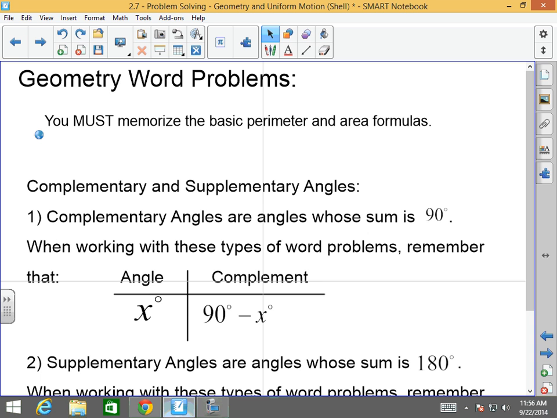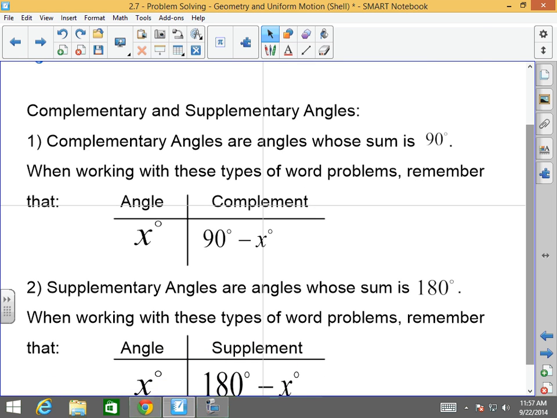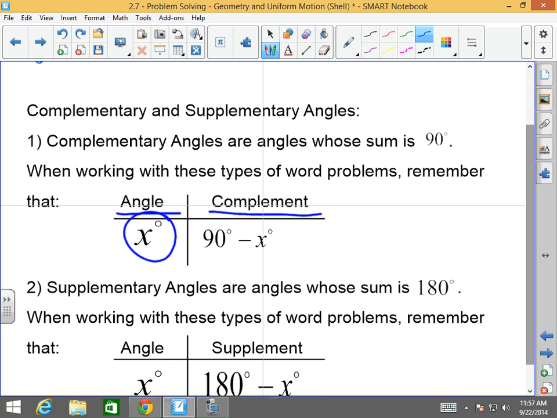Okay. Now, let's talk about something that wasn't there. Let's talk about complementary and supplementary angles. Complementary angles are angles whose sum is 90 degrees. When working with these types of word problems, you got to remember the following fact. When they're just talking about an angle and its complement, the angle is unknown, so we call that x. But the complement is 90 minus x.